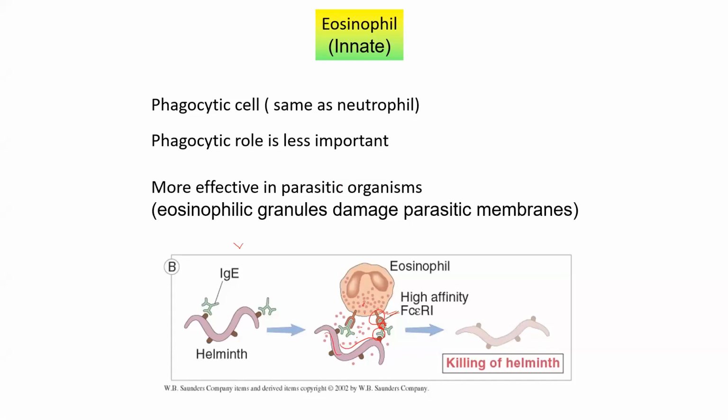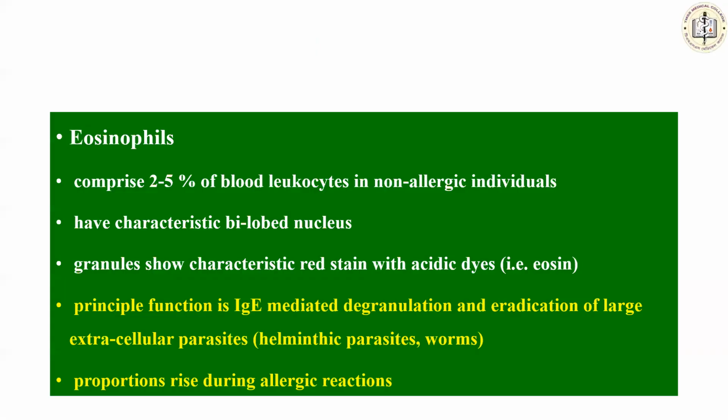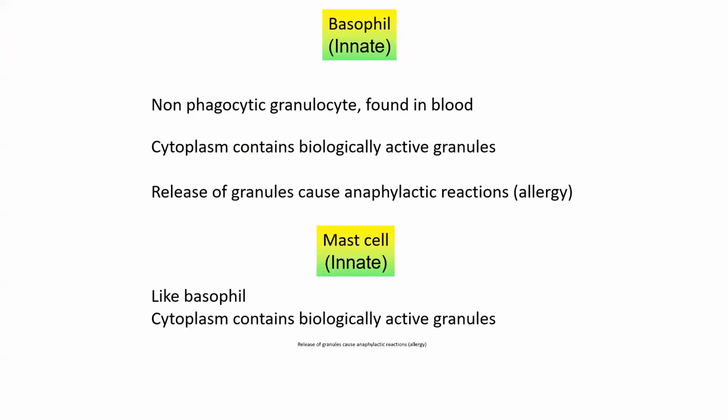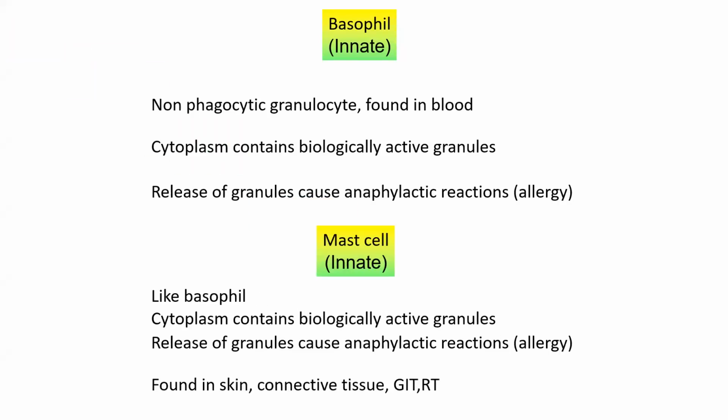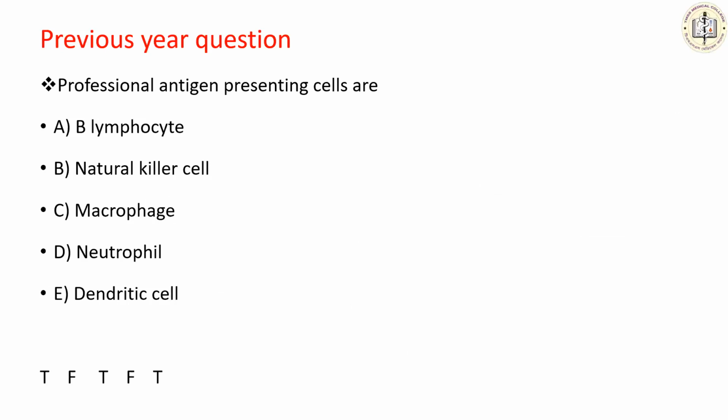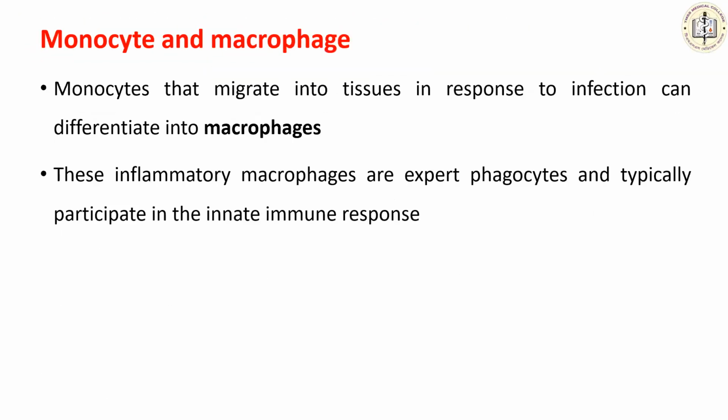So in case of parasitic infection, in case of allergy, the eosinophil takes part. In case of basophil and mast cell, the role is also in the allergy. And so these are the type 1 hypersensitivity, which usually takes place with basophil and mast cell. So cells, professional antigen presenting cell, we have already discussed.